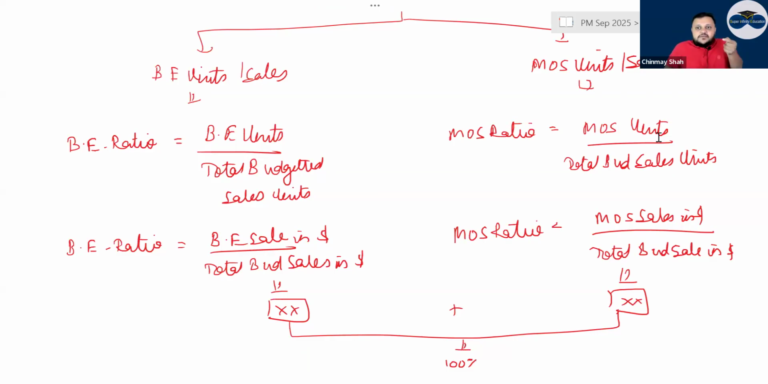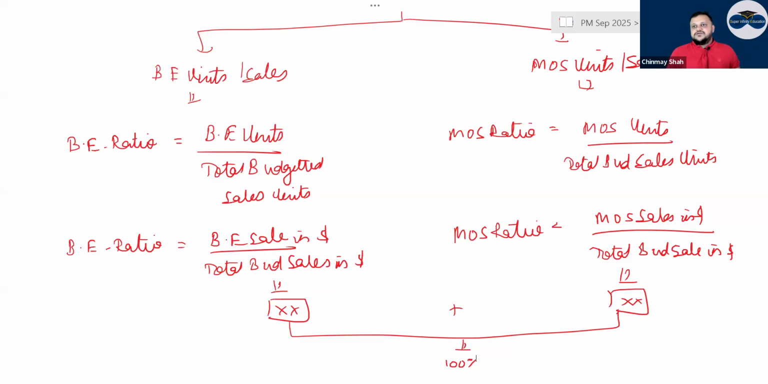BE sales in dollars plus MOS sales in dollars, both of them added, will become total sales in dollars, correct? Lastly, BE ratio and MOS ratio, both added together, will be equal to 100%. Make sense? These three tables will help you solve any question on single product break even point.